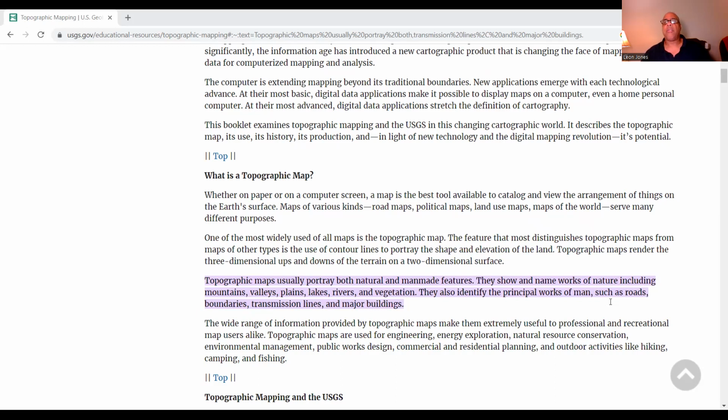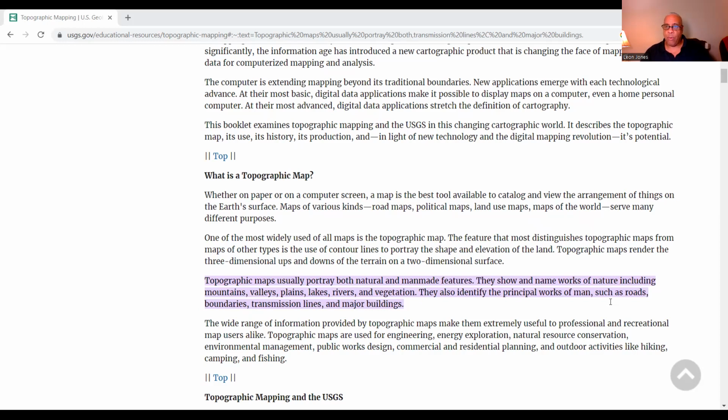Why? Because the feature that most distinguishes topographical maps from maps of other types, and I just mentioned it earlier, is the use of contour lines. Just to explain to you what a contour line is, what they do is they portray the shape and elevation of the land.